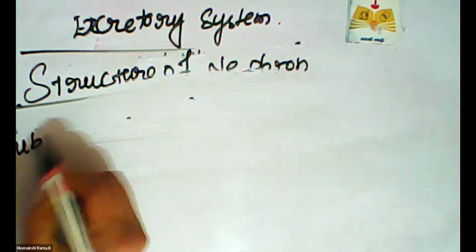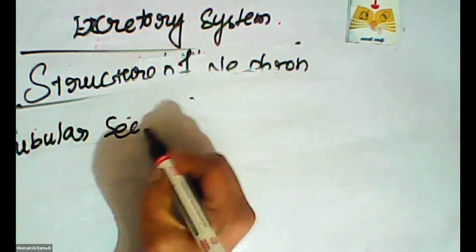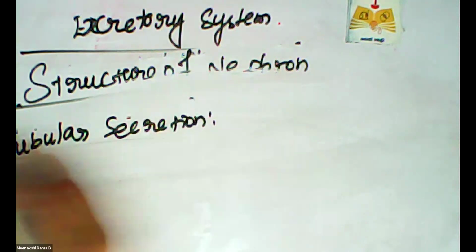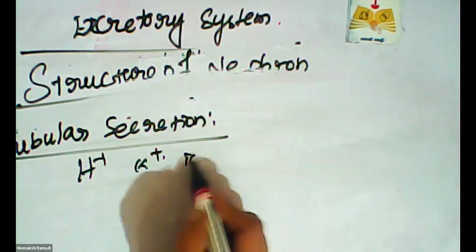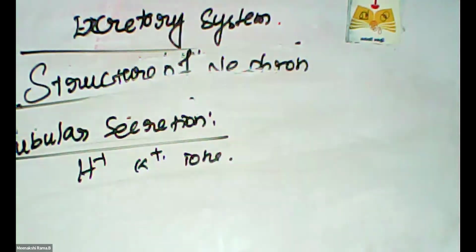Last one is tubular secretion. Substances such as H plus and K plus ions, hydrogen and potassium ions, are secreted in the tubule. The tubule filtrate finally becomes urine and leaves our body. The urine passes through the collecting ducts to the pelvis. The urinary bladder fills with urine and it is expelled through the urethra. This is known as micturition.